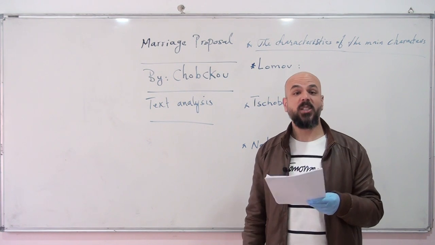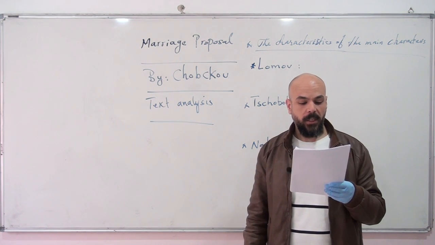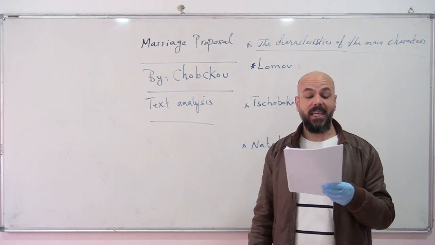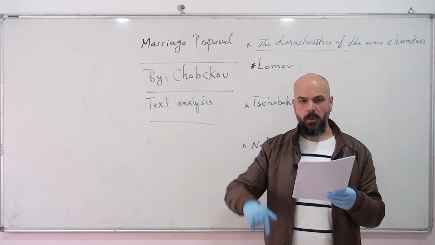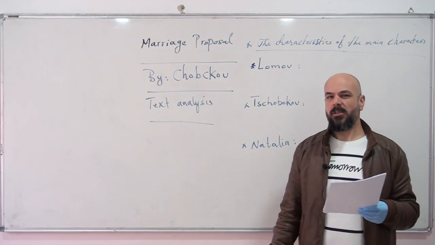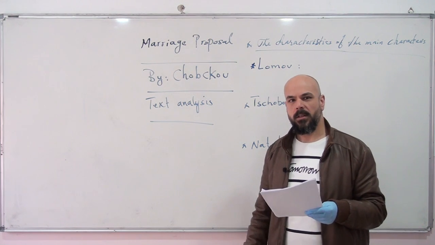Lomov was a strange man. He went to propose to Natalia, but quarreled over petty issues. When you start reading these paragraphs, ask what these issues are that they started quarreling over.